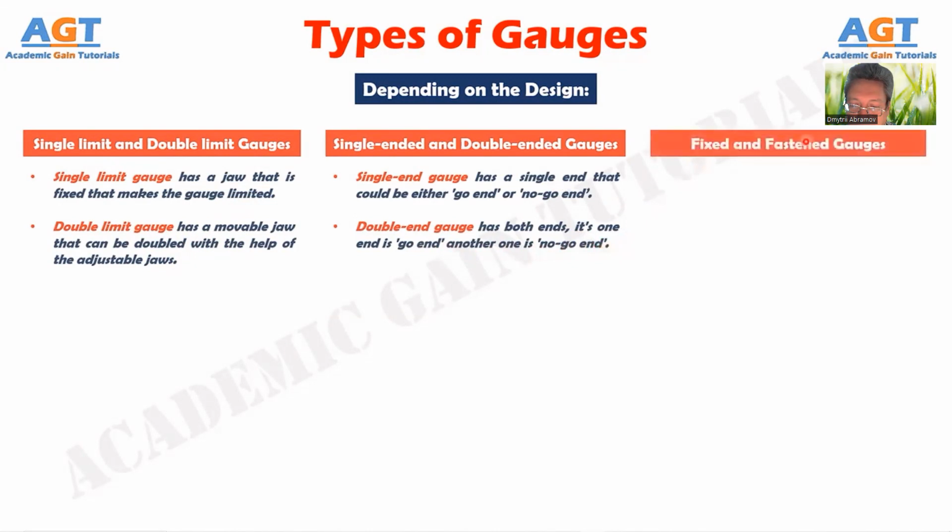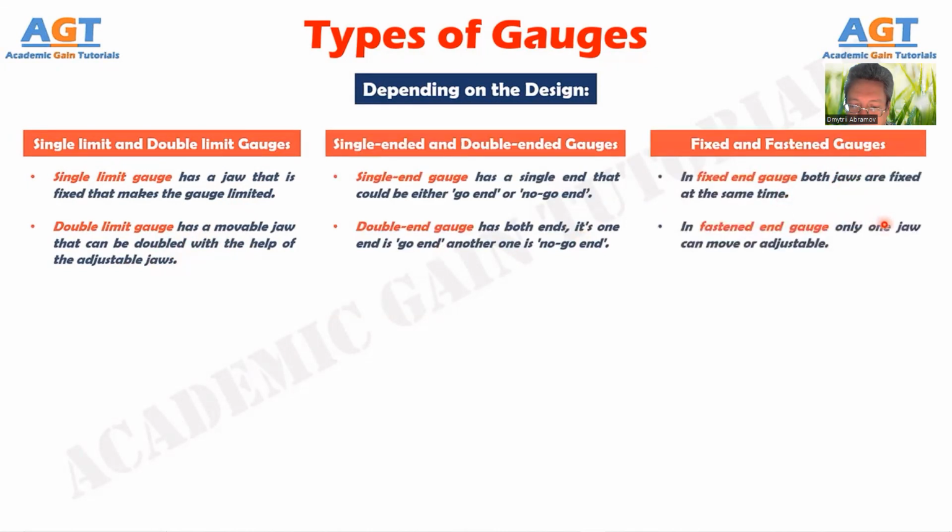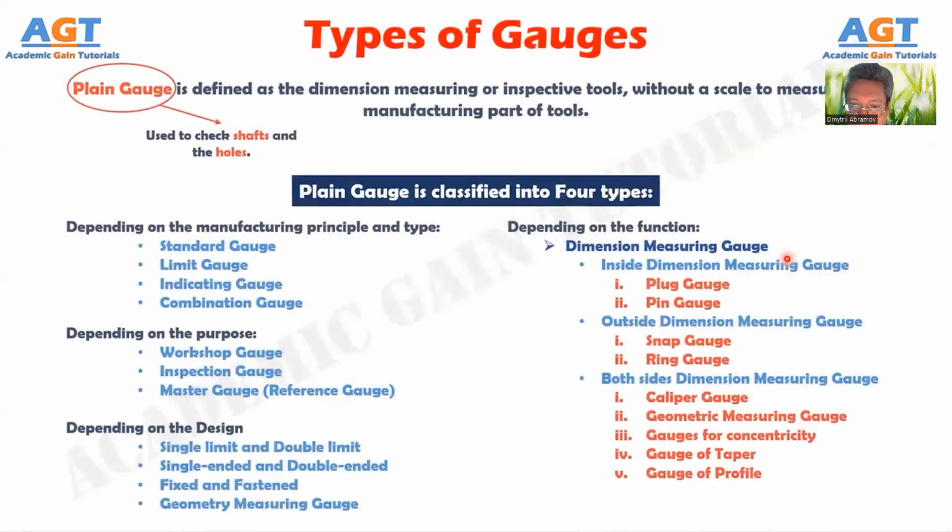Fixed and fastened gauges. In fixed end gauge, both jaws are fixed at the same time, but in fastened end gauge, only one jaw can move or is adjustable. These types are mainly a type of snap gauges. Concerning the discussion on gauges and its types, it can be asserted that the field of metrology is incomplete without the gauges. The precision of a machine component is one of the most important factors that decide the mechanical advantage as well as the efficiency of the machine component.